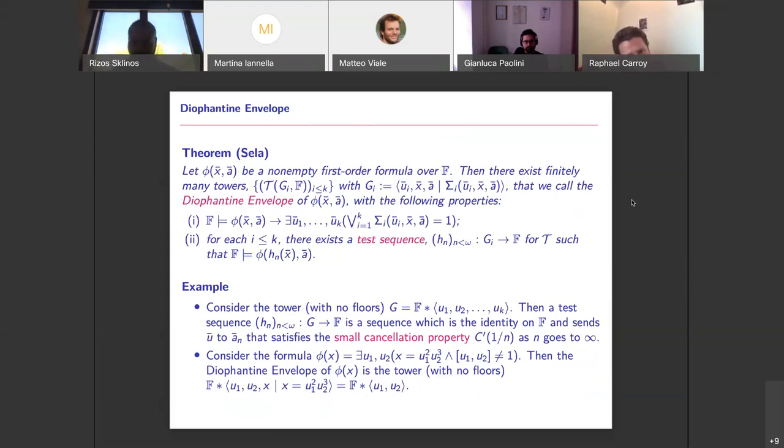Okay, so we have this tower. So what is the theorem of Sklinos? For a particular formula, I have this particular formula, phi of x, that says x is a product of a square and a third power that do not commute. That's my definable set. So e1 squared e2 third is, for example, something in the solution set.